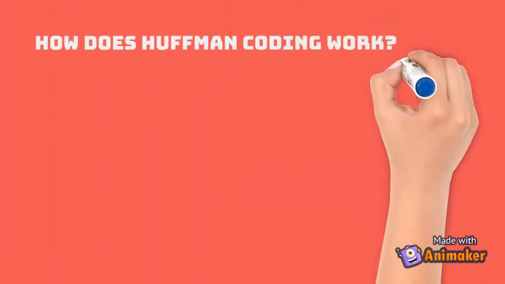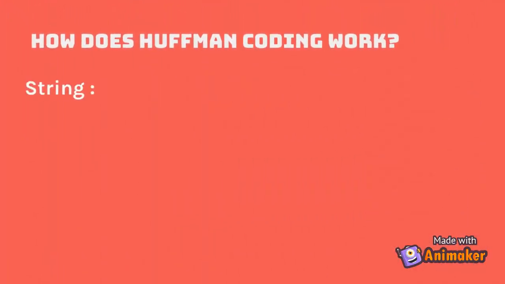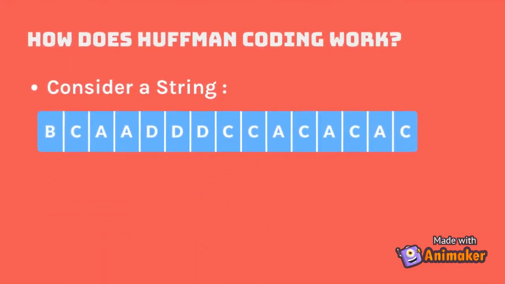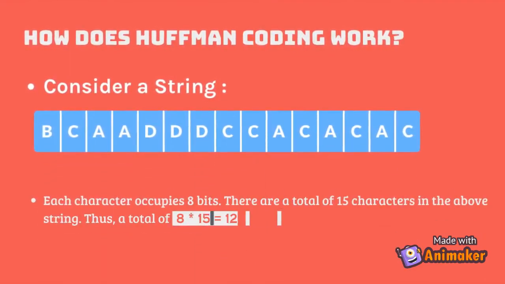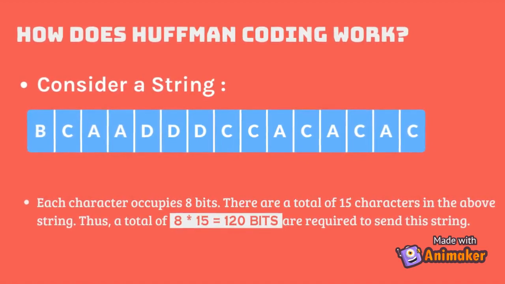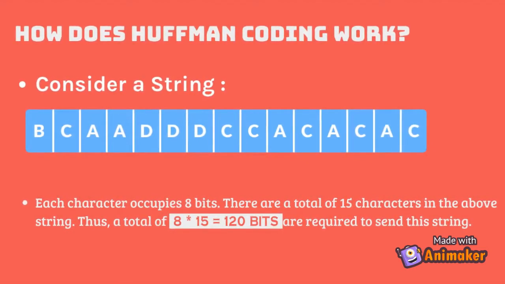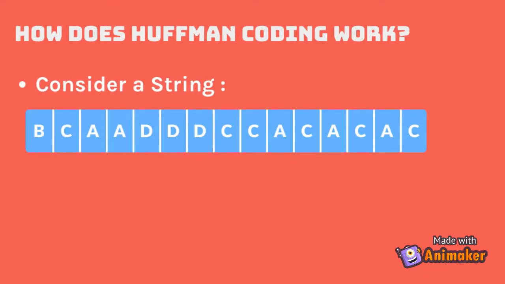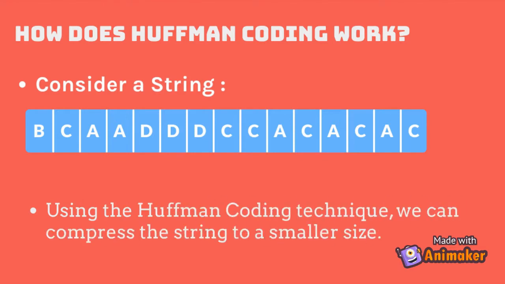Let us see how does Huffman coding work. Consider a string below being sent over a network. Over here, each character occupies 8 bits. There are a total of 15 characters in the above string. Thus, a total of 8 into 15 equals 120 bits are required to send this string. Using the Huffman coding technique, we can compress the string to a smaller size.